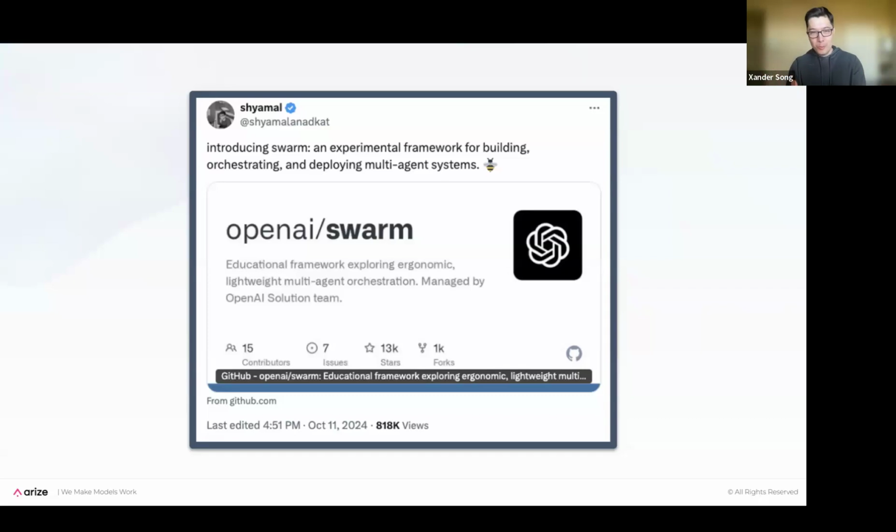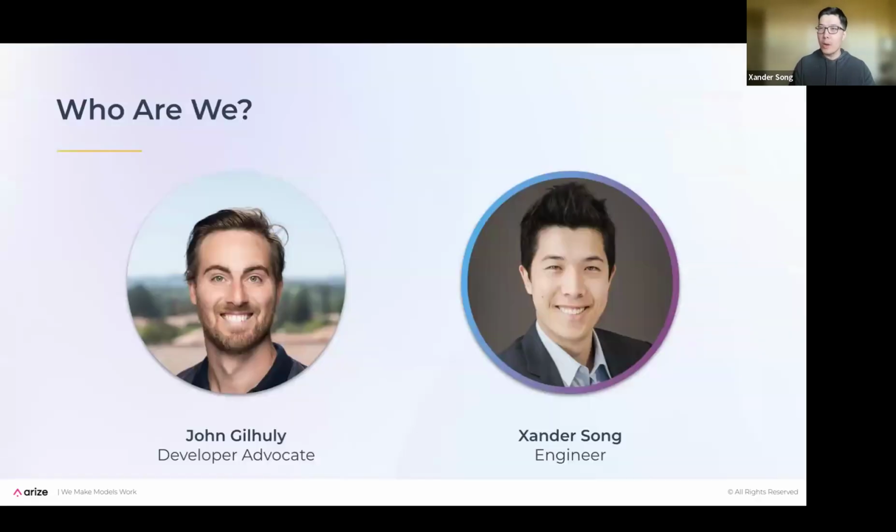So yeah, what is Swarm? This was the official announcement of Swarm on Twitter. This post just went kind of viral, and the library really took off really fast. And so at that point, we just started looking into it. So what is Swarm? It is an experimental framework for building, orchestrating, and deploying multi-agent systems. So we'll dive into what that means and what multi-agent means in the context of Swarm. And we're also going to compare and contrast Swarm with some other frameworks that also claim to be multi-agent.